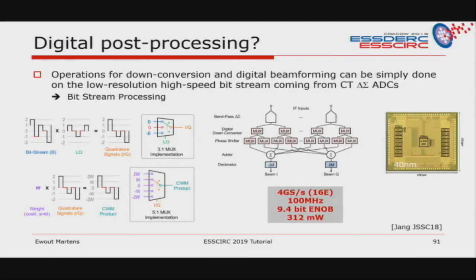Also for the digital post-processing, there have been solutions proposed. So basically you get out high-speed data, but what comes out of it is usually only a few bits. So you can replace the whole operation with just shifting and muxing, and then realize high-speed operations like that with this bit stream processing.